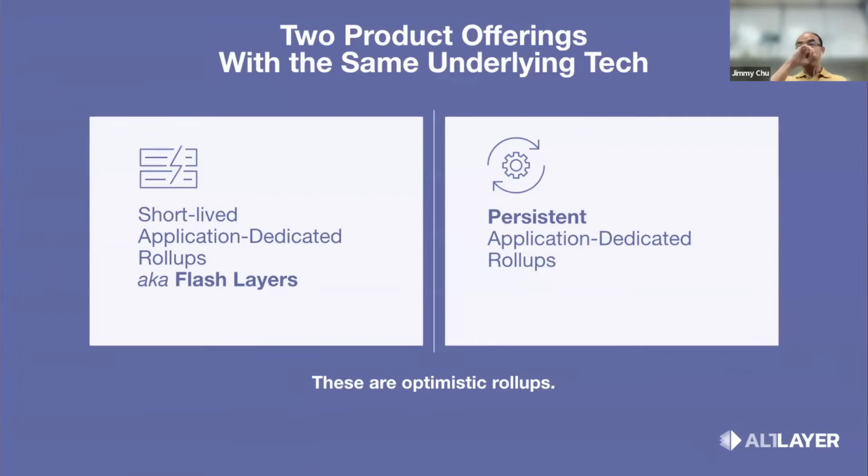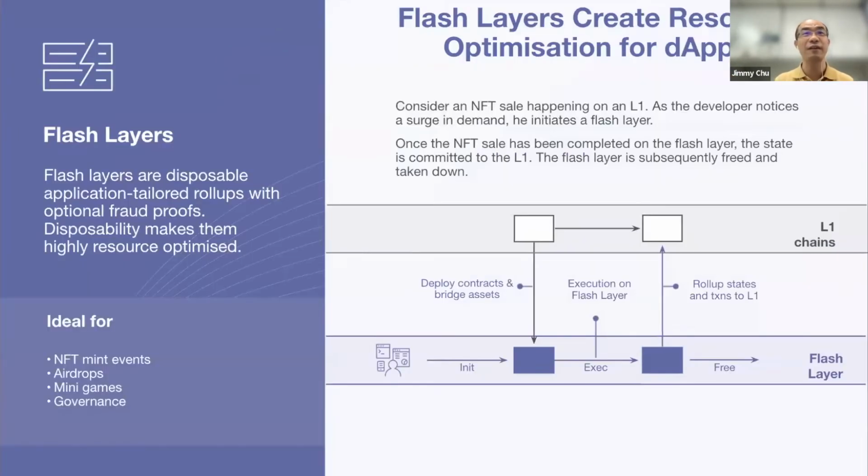And currently we are offering two product offerings, pretty much under the same technology. One is called a short-lived application dedicated rollup. We call it a flash layer. And then the second one is more a persistent application dedicated rollup. So we will cover that in the next page here.